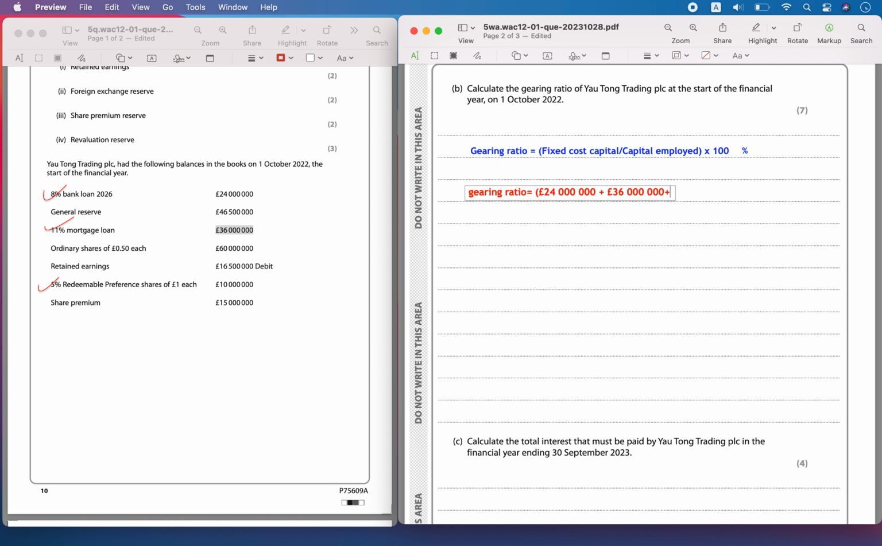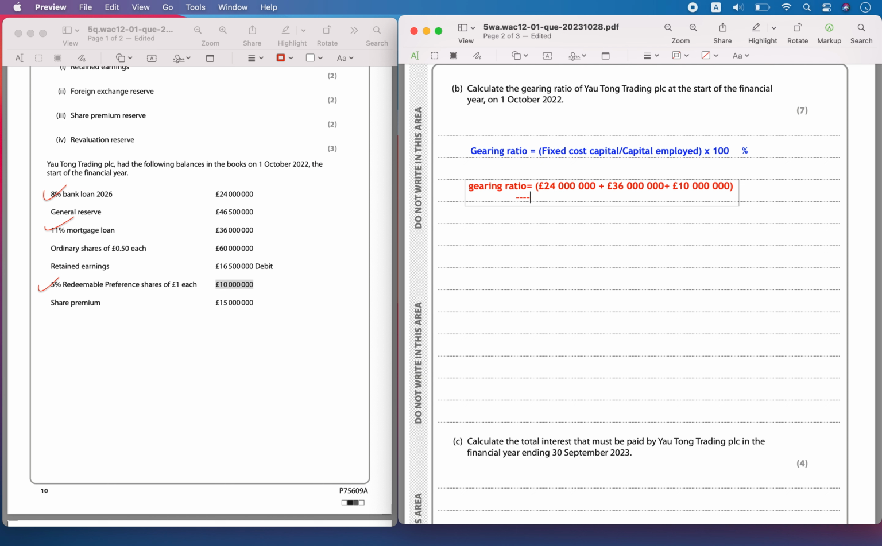All the loans you will include. These are long term liabilities, and you will usually have some interest payments towards them. That's how you will know that they are fixed cost capital. Then redeemable preference shares also come under the fixed cost capital.